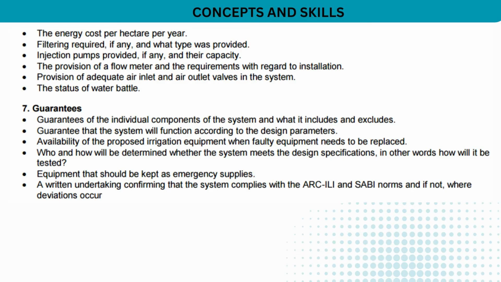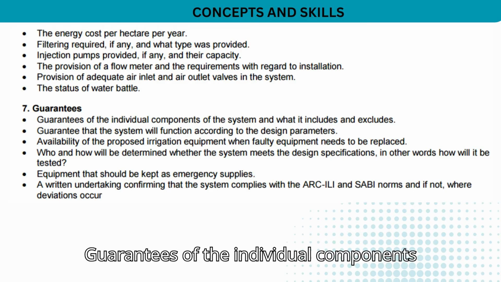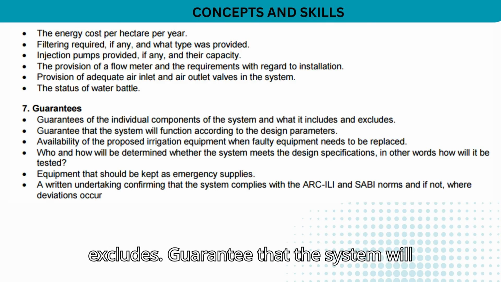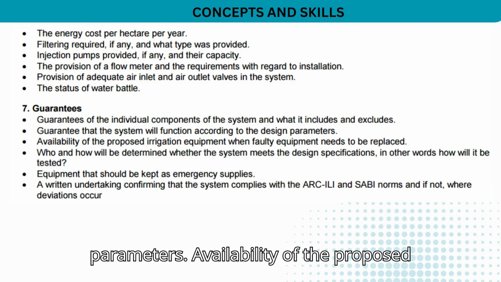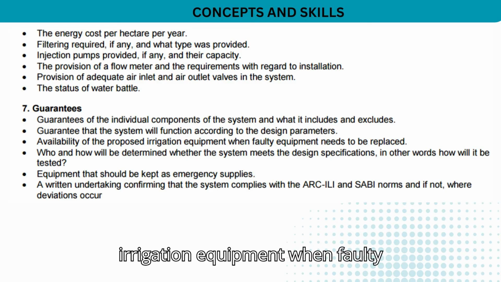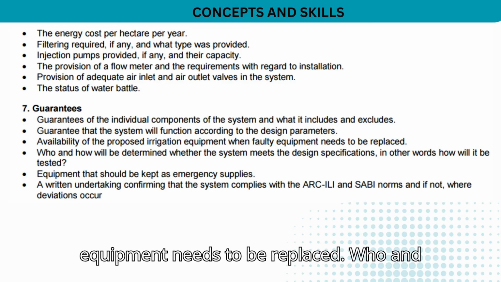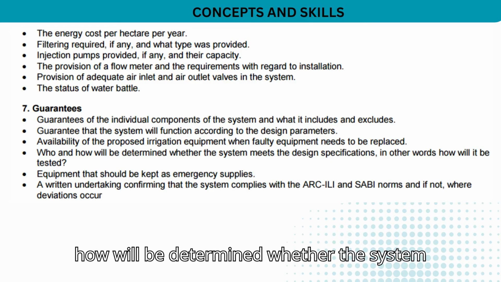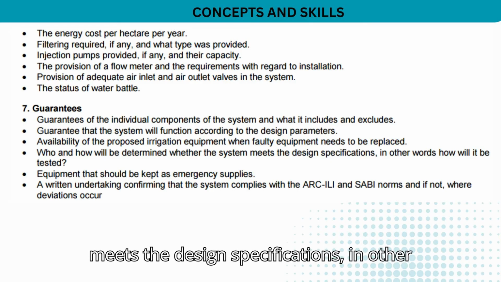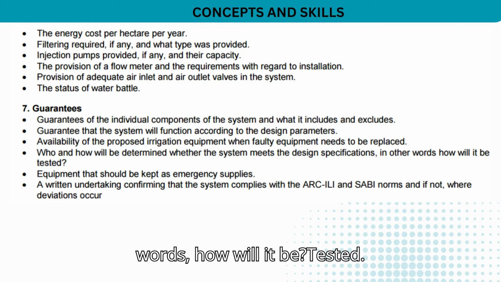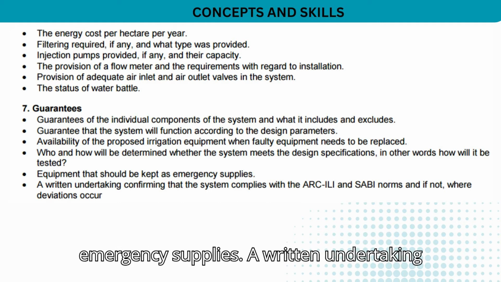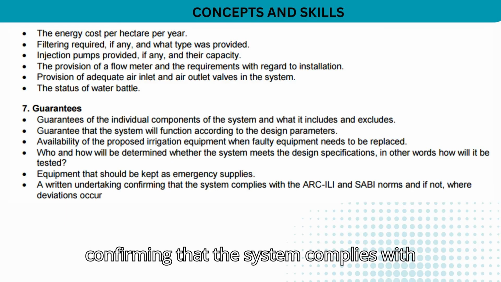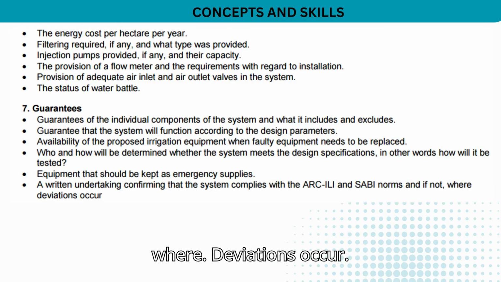7. Guarantees. Guarantees of the individual components of the system and what it includes and excludes. Guarantee that the system will function according to the design parameters. Availability of the proposed irrigation equipment when faulty equipment needs to be replaced. Who and how will be determined whether the system meets the design specifications, in other words, how will it be tested. Equipment that should be kept as emergency supplies. A written undertaking confirming that the system complies with the ARC ILI and SOBI norms and if not, where deviations occur.